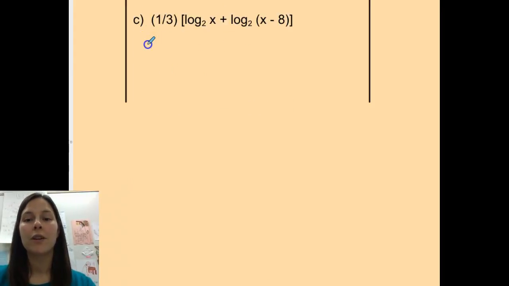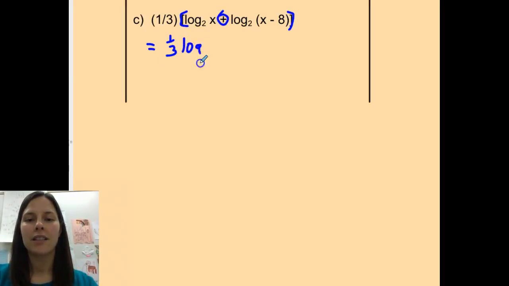Finally, we have one that looks fairly complicated, but if we take this a step at a time, we should be able to get this condensed fairly easily. Inside the grouping symbols, I see addition, so I will condense that down to a single log, in this case log base 2 of x times the quantity x minus 8.